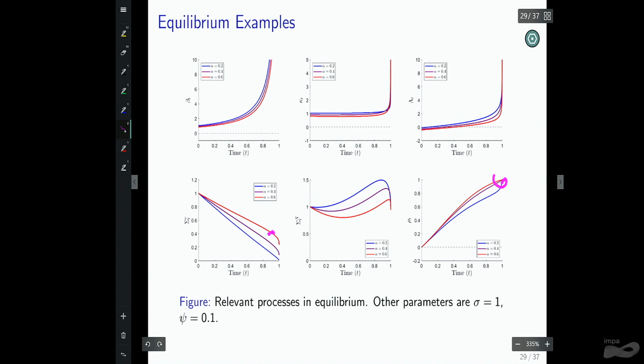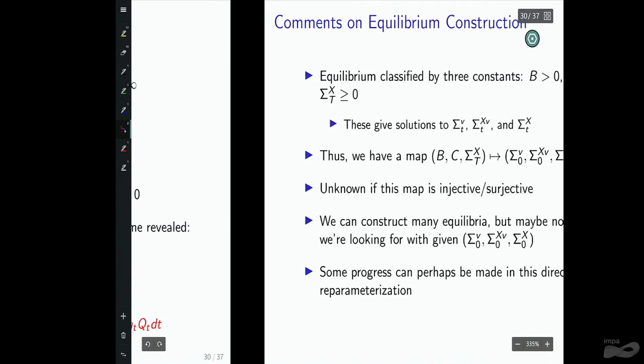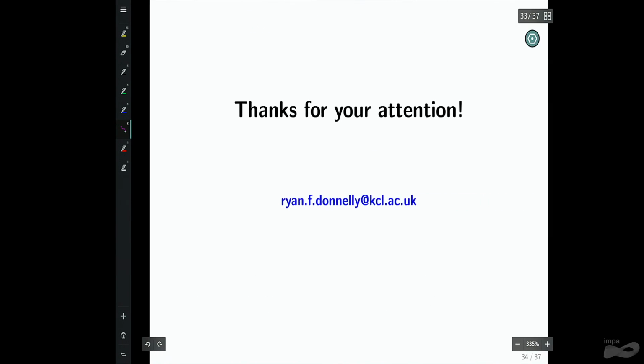So what does this mean? It means that the signal doesn't get revealed, inventory doesn't get revealed, but a linear combination of them does. OK, I'll skip the other properties. We have a lot of extra work to do, but I'll just conclude there.